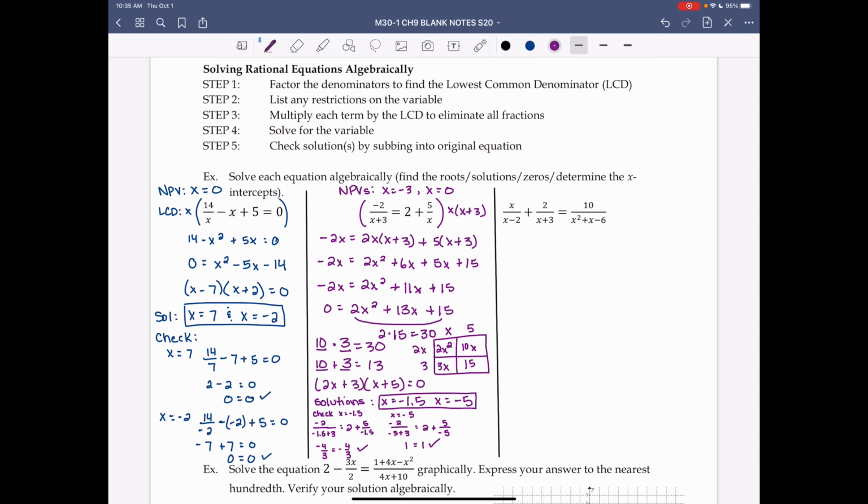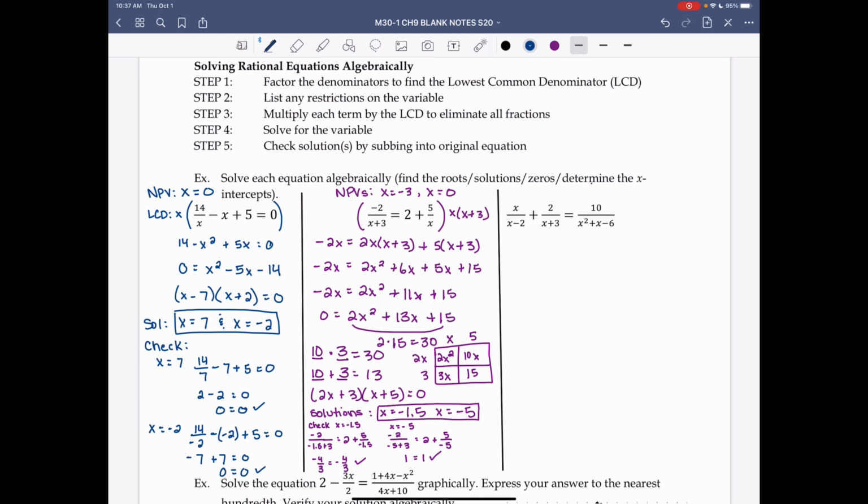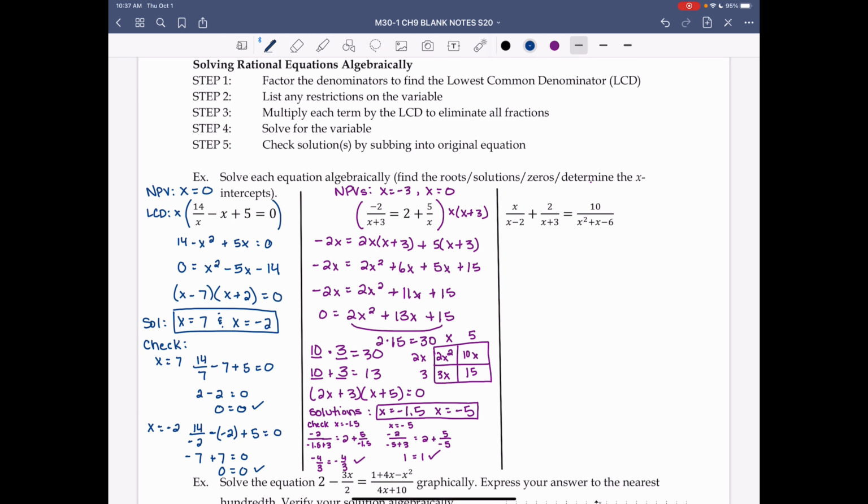Last one: x over x minus 2 plus 2 over x plus 3 equals 10 over x squared plus x minus 6. Step 1, factor the denominators to find the lowest common denominator. We can factor our trinomial, x squared plus x minus 6. Two numbers that multiply to negative 6 and add to 1 would be negative 2 and positive 3.